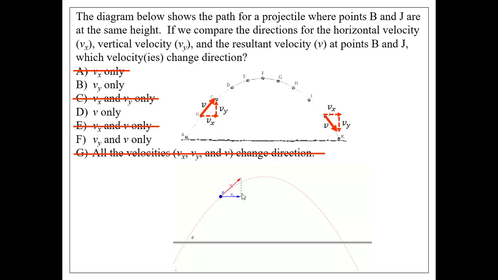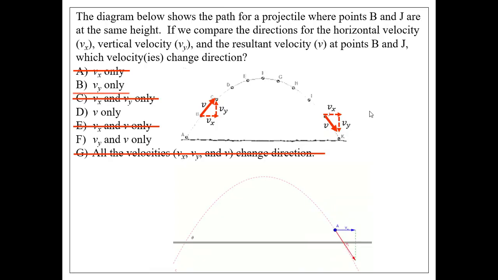Well, B here says Vy only. On the left side at point B, Vy is pointing up. On the right side, Vy is pointing down. So did the direction change? Yes, right? However, it is not the only thing that changed. If you look at the vector V here, it is pointing in the northeast direction. However, at point J, V is now pointing in the southeast direction. Northeast and southeast are two different directions. So did the vector itself change? Yes. Why? Because Vy flipped, okay?